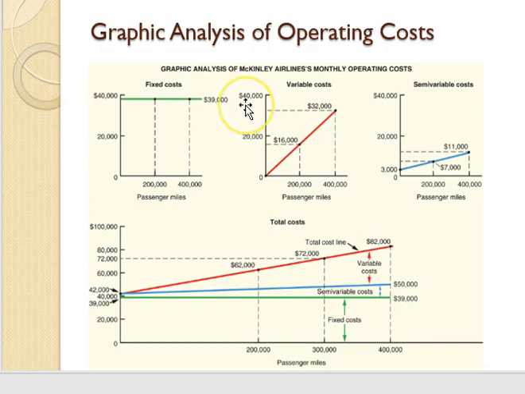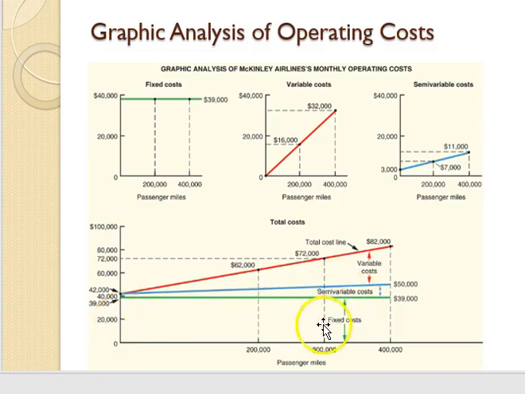For ones who like looking at graphs, you can see fixed costs stay the same no matter what the passenger miles are. Whereas variable cost, the more passenger miles, the more it goes up. You see that? And then you can see the semi-variable cost, right? The semi-variable cost starts off at 0. It starts off with a fixed amount and then it increases.